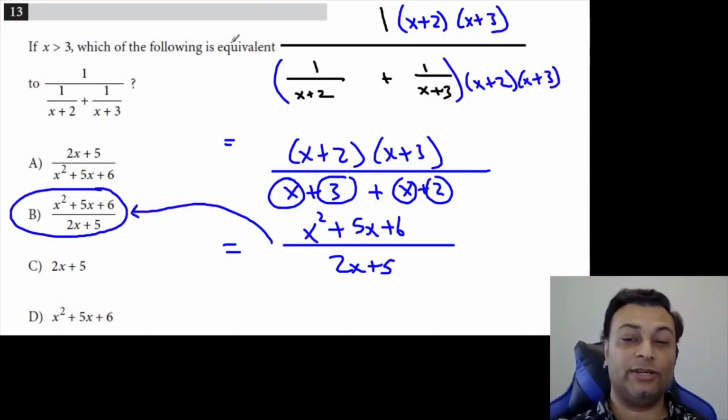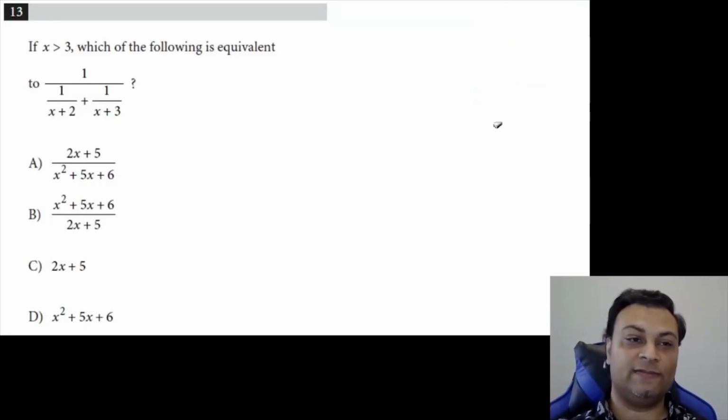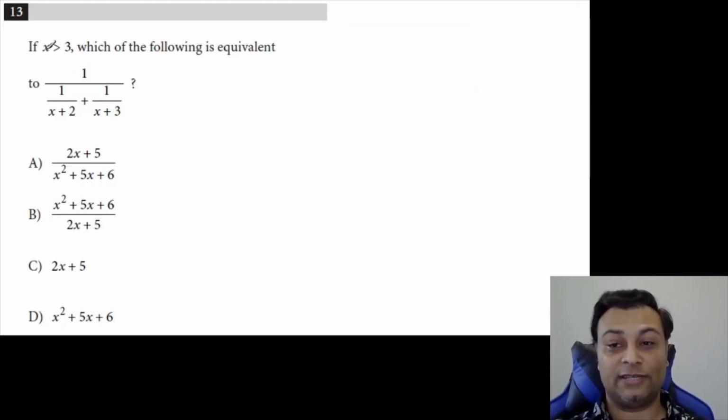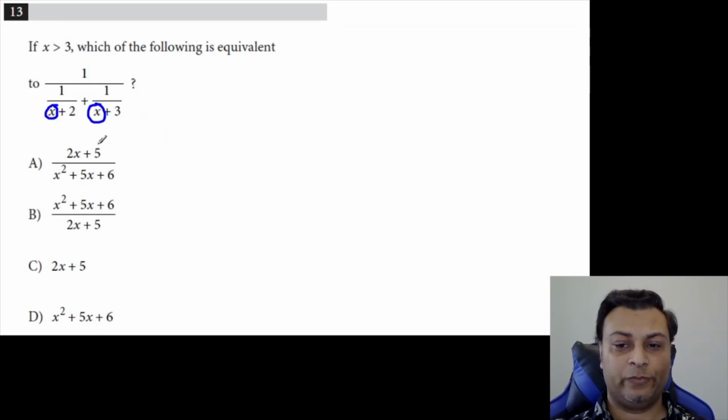Now remember, I told you there is a test-taking strategy that might help you with this. Instead of solving it the intended way, you could try a test value. Now I know it says x is greater than 3, so you're tempted not to plug in 0, but plugging in 0 is a fast way. Even though this applies when x is greater than 3, it applies for all x's that are not -2 or -3 or anything that would cause this denominator to go to 0. But plugging in 0 is perfectly fine, even though it says x is greater than 3.